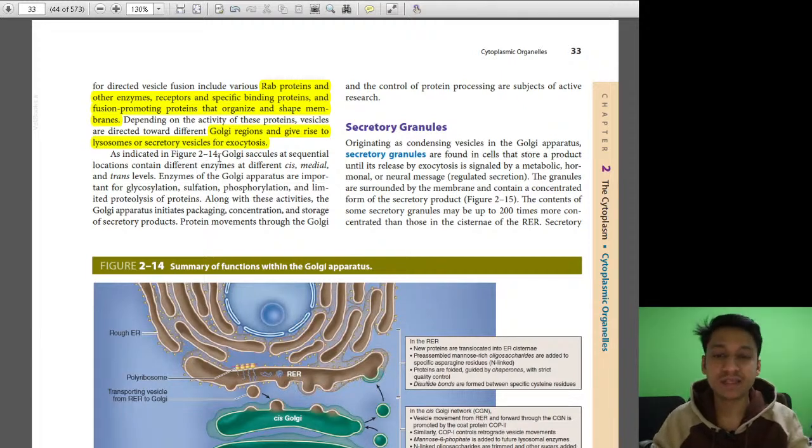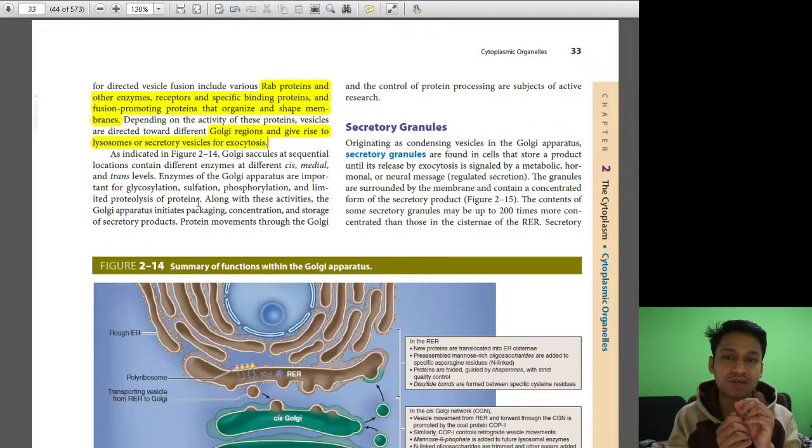As indicated in figure 2-14, Golgi saccules at the sequential location contain different enzymes at different cis, medial, and trans levels. Enzymes of the Golgi apparatus are important for glycosylation, sulfation, phosphorylation, and limited proteolysis of protein. So we have to remember whenever we have the word ending in -ation or lysis, it means we are cutting it down. So here glycosylation means breakdown of glucose. We have sulfation, phosphorylation, and proteolysis, basically breakdown of proteins.